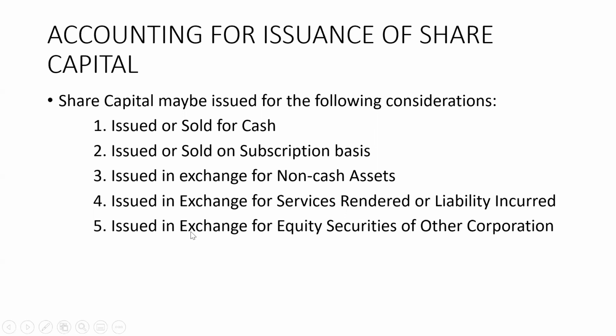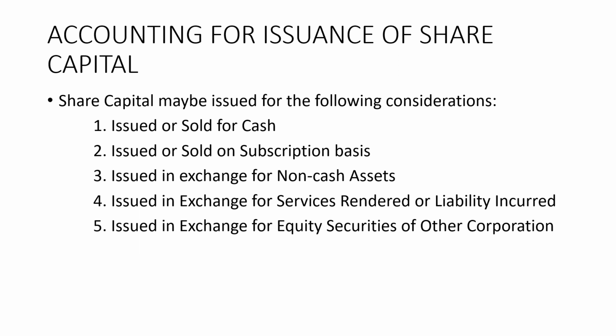And the number 4, issued in exchange for services rendered or liability incurred. Now, if it is issued for services rendered or liability incurred, the basis for issuance is the amount of the liability or the amount of the service that the organization received. Again, any difference as to par value and the amount of service or liability will be recorded as share premium. And then number 5, if it is issued in exchange for equity securities of other corporation, the basis for recording will be the fair market value of the securities received. Now, if there is no fair value of the securities received, you base it on the fair value of the securities issued. If there is none, then you base it on the par value. So that's the order of priority.